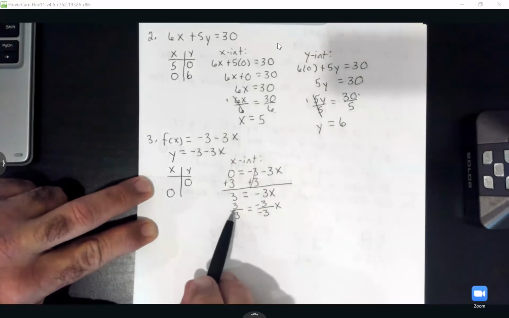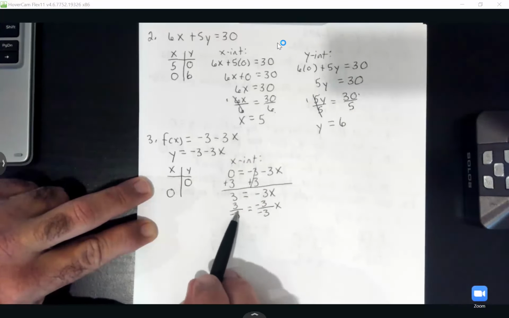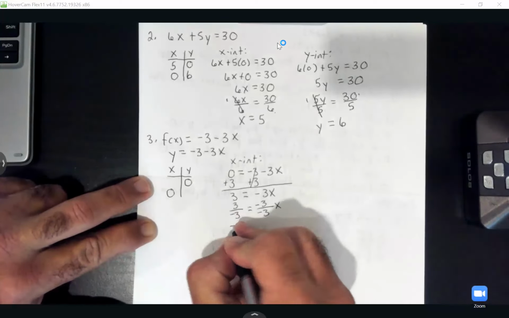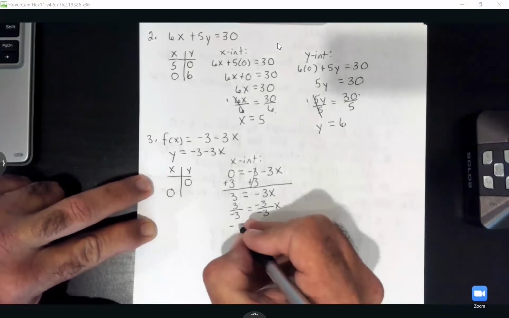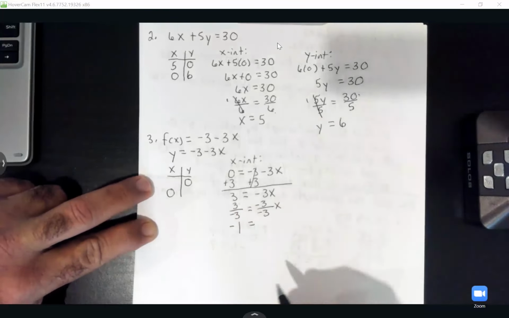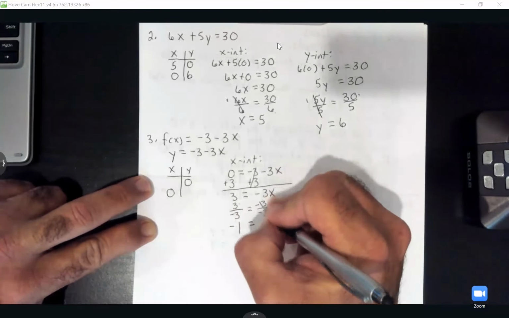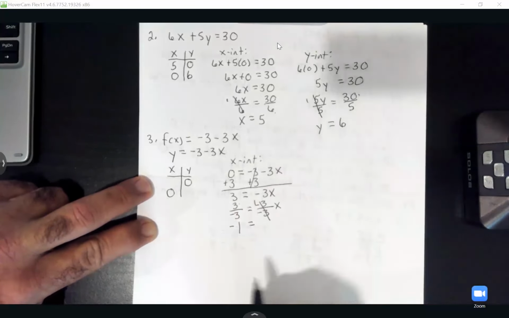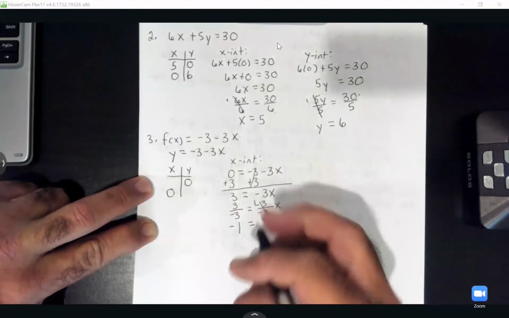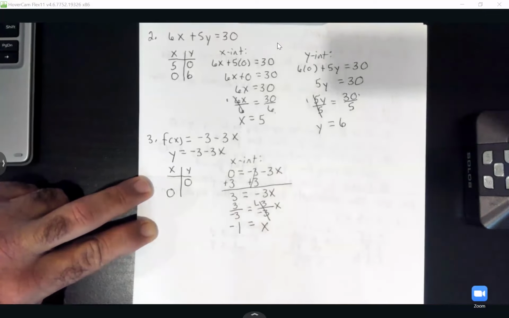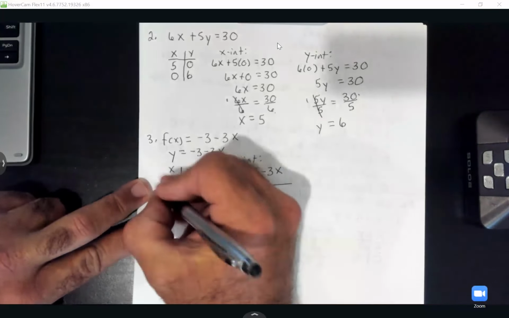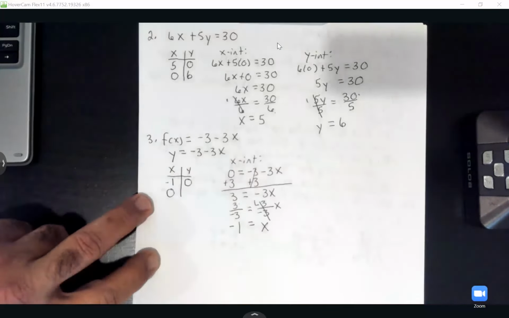All right, so let's see. The left side, that's unlike signs. So unlike signs always make a negative answer. So 3 divided by -3 will be a -1. And then over here, -3 divided by -3, like signs make that a positive 1. So I got a positive 1x. So when y is 0, x is -1.